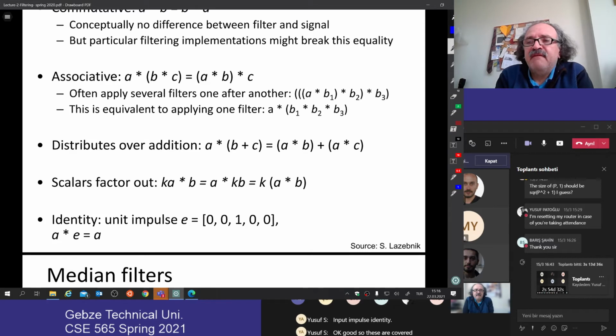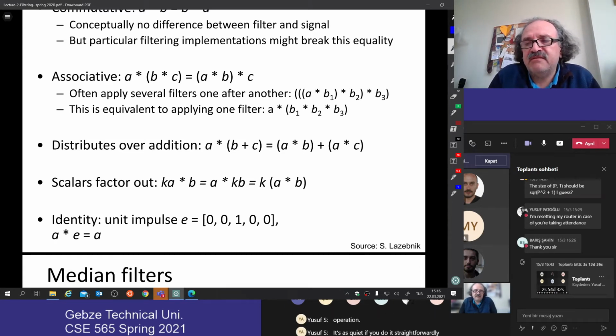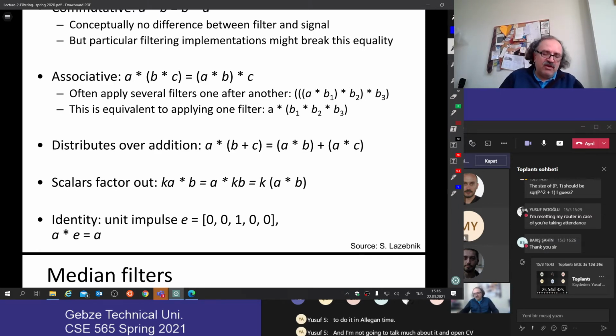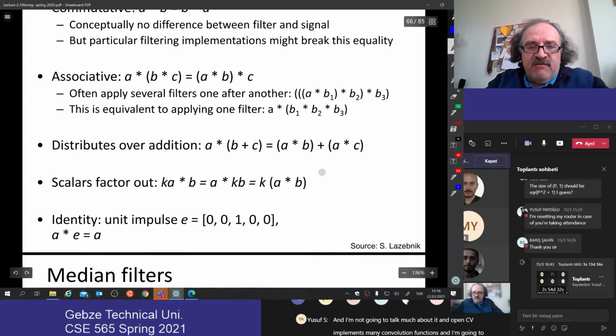And there are very fast algorithms for the convolution. Convolution is an expensive operation. It's n squared if you do it in the straightforward way. But there are ways to do it in n log n time. I'm not going to talk much about it. And OpenCV implements many convolution functions, and we are going to look at them in a few minutes.